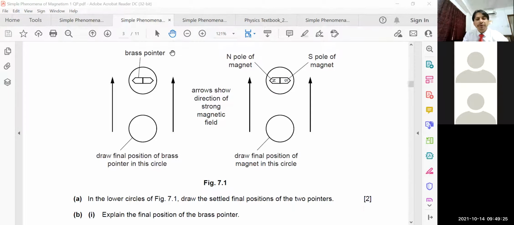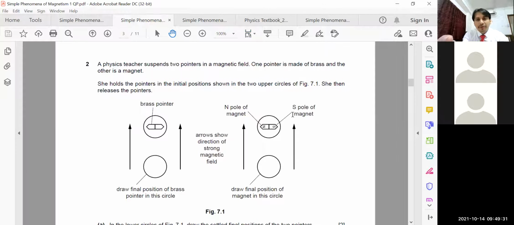Now look at the statement here carefully. Look at this statement and this diagram. This is the brass pointer. Where is this brass pointer? This brass pointer is placed in a magnetic field. These arrow signs are representing the magnetic field. North pole is here, South pole is there. Magnetic field lines move from north to south. Similarly, on the right-hand side, we have a magnet whose north pole is pointing in this direction, south pole is this. Draw the final position of the brass pointer in the circle.